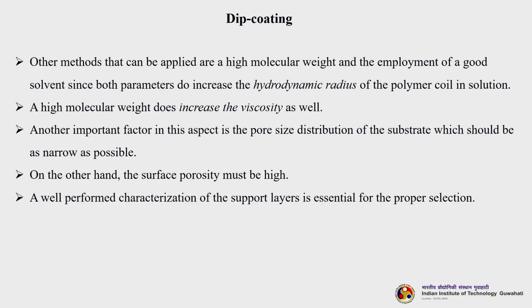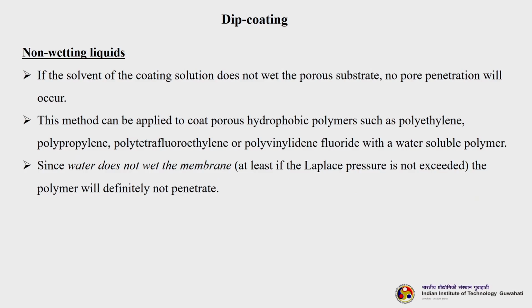Other methods that can be applied are a high molecular weight and employment of a good solvent, since both parameters increase the hydrodynamic radius of the polymer coil in the solution. So, what is the molecular weight you are using? If the molecular weight is very high, then it is favorable. Okay. A high molecular weight does increase the viscosity as well, that is also very important. Another important factor in this aspect is the pore size distribution of the substrate, which should be as narrow as possible. On the other hand, surface porosity must be high. A well performed characterization of the support layers is essential for the proper selection.